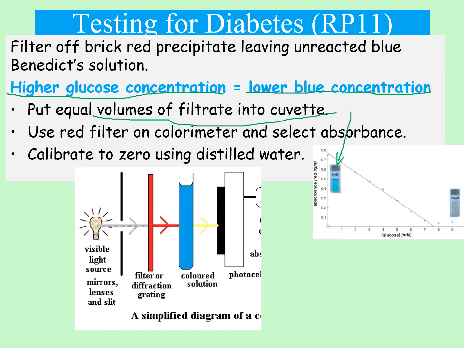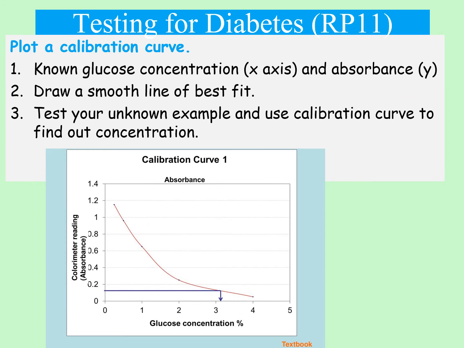I would then put it on a red filter. Now, you don't need to know the ins and outs of why that is the case, but generally a red filter is what we will use at A-level biology, and it's always worth a mark. I would then put in a cuvette with distilled water to calibrate the absorbance down to 0. And then I would put my known concentrations in and plot something called a calibration curve.